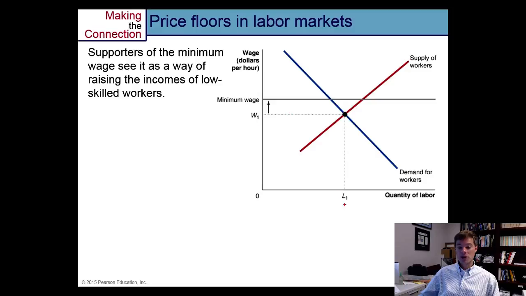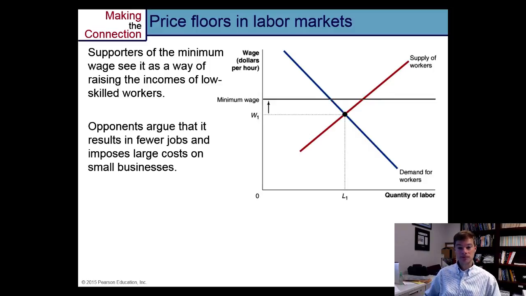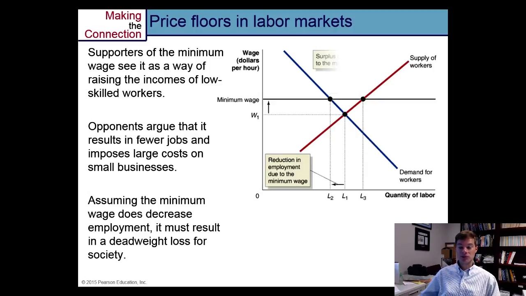At a wage rate of W1, the equilibrium quantity is L1. But if the minimum wage is set higher than the equilibrium wage, then more workers are willing to work because they're paid a higher wage, but employers do not demand as many of those workers because the workers are more expensive. The result is a surplus of workers. The quantity supplied is greater than the quantity demanded, and the result is that there are extra workers. We call these workers, the surplus, unemployed workers.